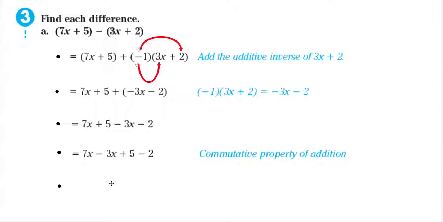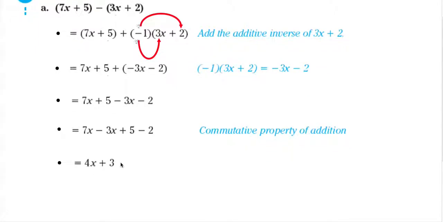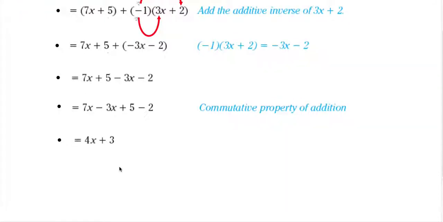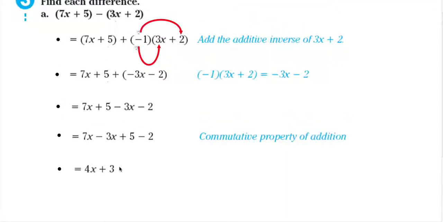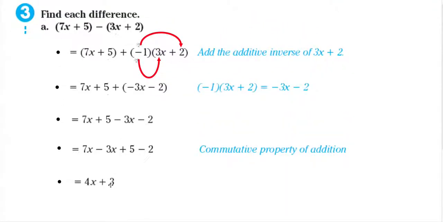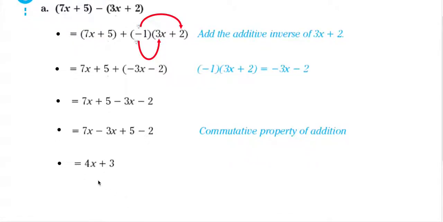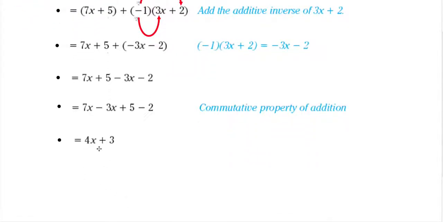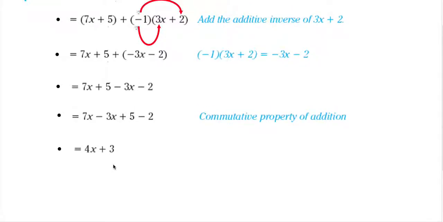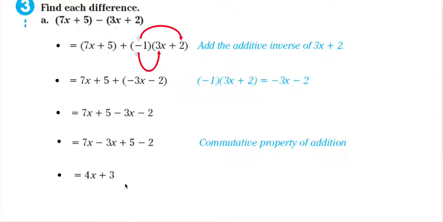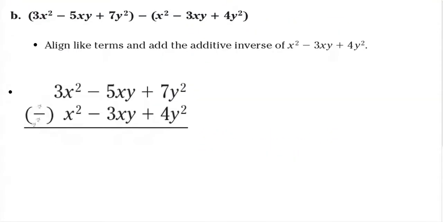And finally, using the distributive property and adding like terms, you now have 7x minus 3x will give you 4x, 5 minus 2 will give you 3. And that is the simplest form of 7x plus 5 minus 3x plus 2. It's the difference of the two polynomials. Again, this is in simplest form because there are no like terms, and if you don't have any like terms, you cannot add 4x plus 3.